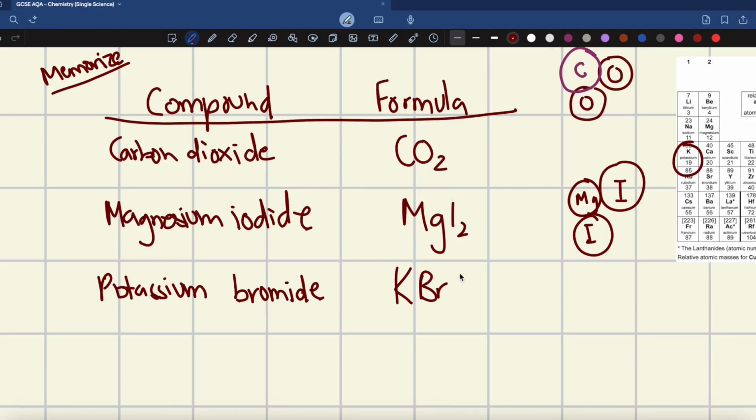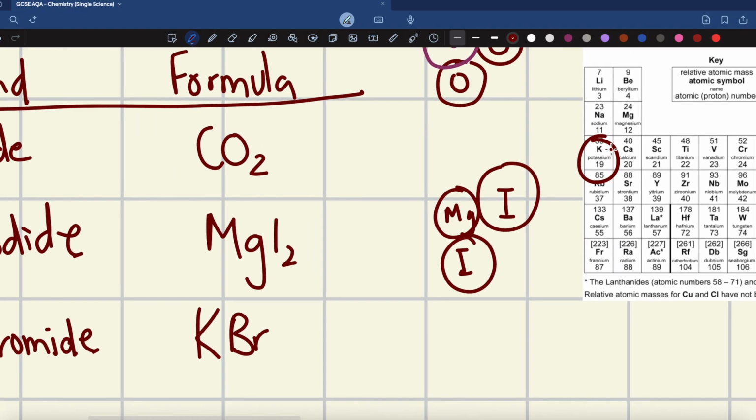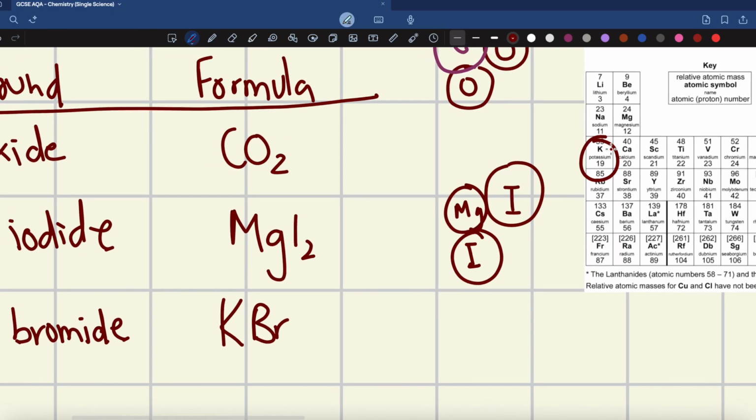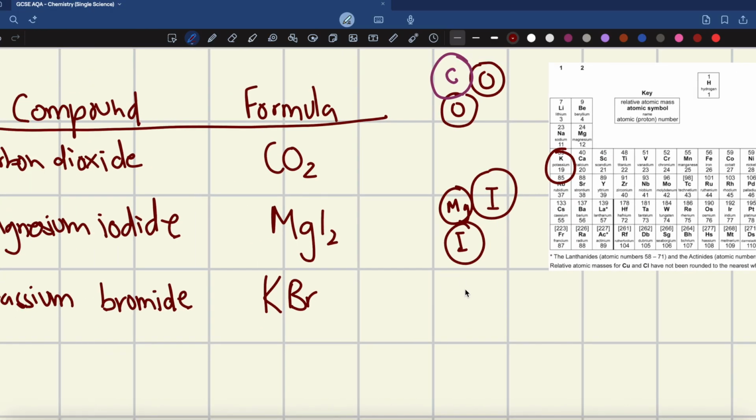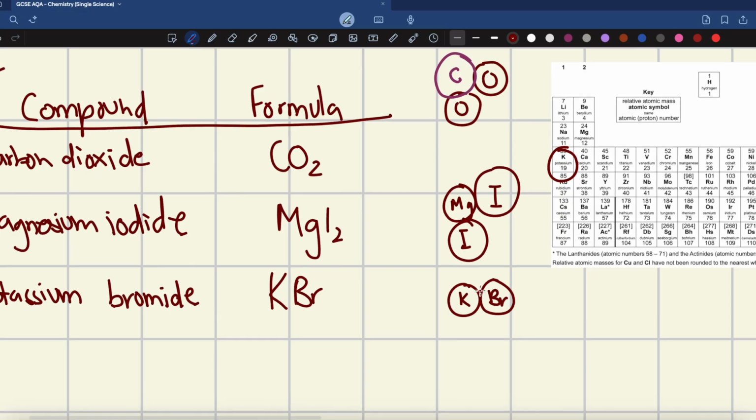Where did K come from? K is the chemical symbol for the element potassium. So KBr tells us that there was just one atom of potassium and one atom of bromine, one particle of bromine.